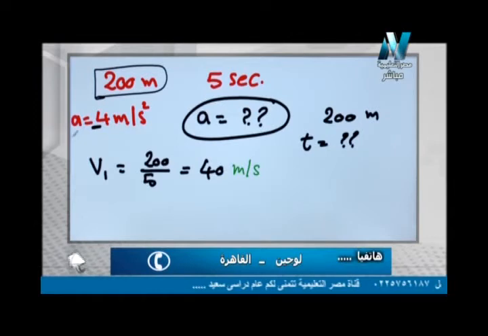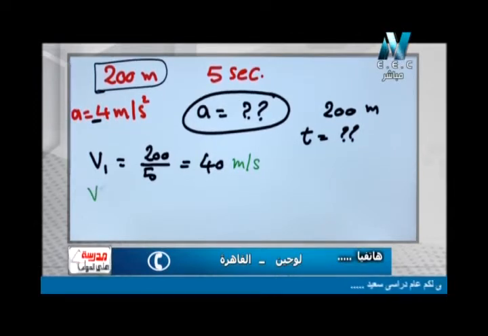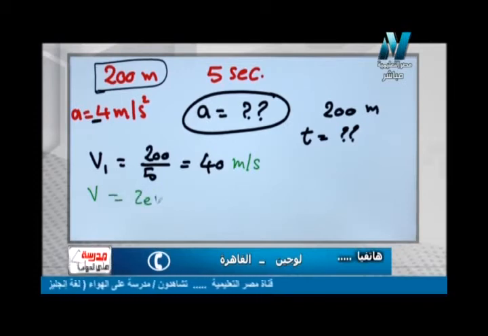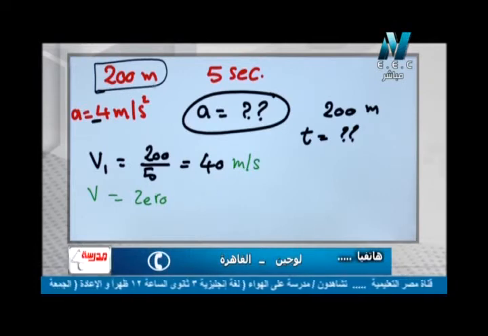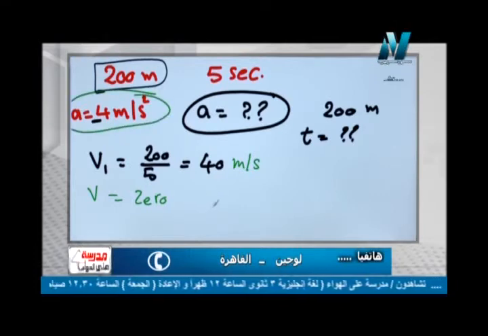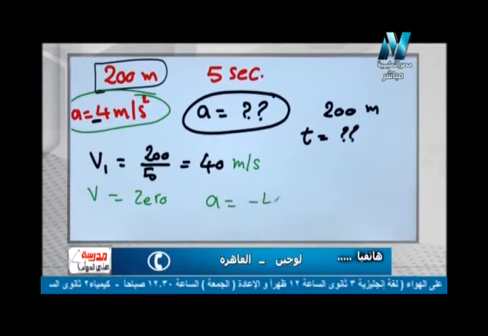Then we have to calculate V2. V2 equals 0, because the body stops. And the acceleration equals negative 4, so we have negative acceleration 4 meters per second squared.